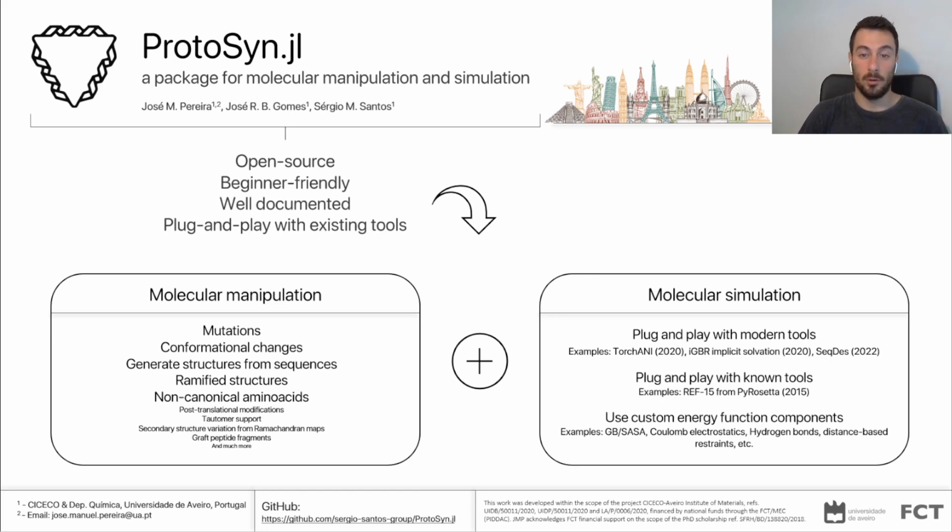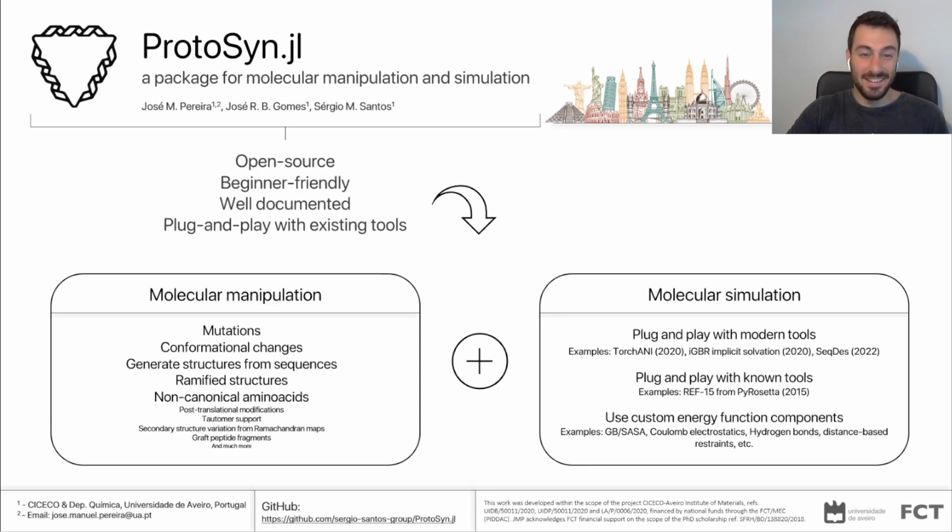On one hand, we have the molecular manipulation suite of functionalities, and on the other hand, we have some interesting methods for energy calculations. Put the two together, and we have a completely Julia-based simulation platform. On the molecular manipulation side, I could probably spend my 8-minute talk just listing all the ways ProtoSyn allows users to change molecules. Very quickly, some examples include performing mutations, conformational changes, generating structures from amino acid sequences, and much more. Users can even work with ramified structures, cyclic peptides, and all sorts of weird conformations.